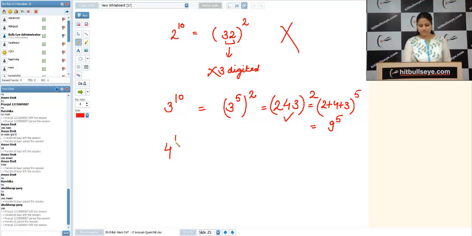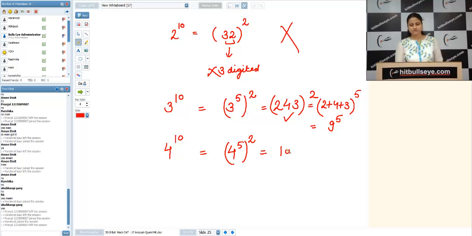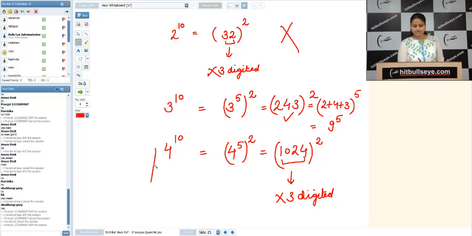Now coming to the next thing, 4 raised to power 10. 4 raised to power 10 can be written as 4 raised to power 5 its square. What is 4 raised to power 5? That is 1024. Since this is again not a 3-digit number, from 4 onwards there will be no option. So we are left with only one option, that is 3 raised to power 10.